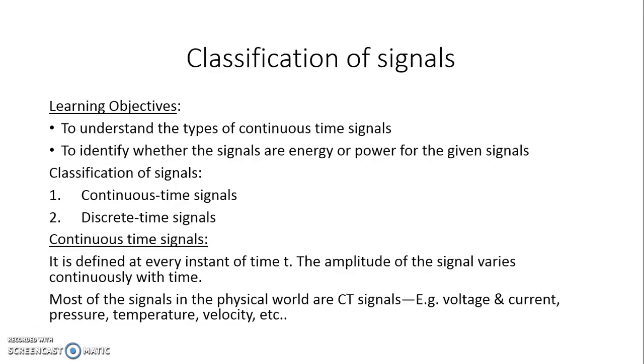Now see the classification of signals: continuous time signals and discrete time signals. A continuous time signal is defined at every instant of time t. The amplitude of the signal varies continuously with time. Examples of continuous time signals are voltage, current, pressure, temperature, and velocity.